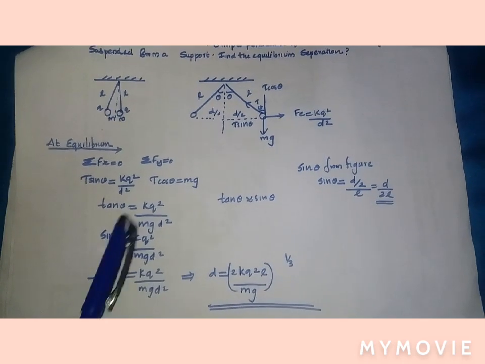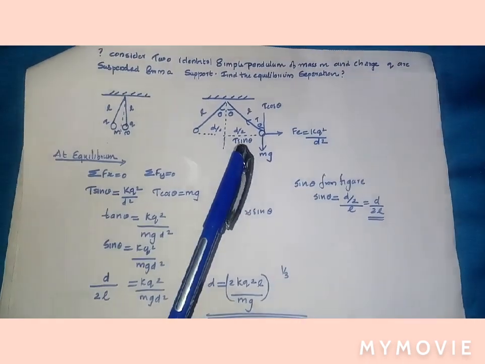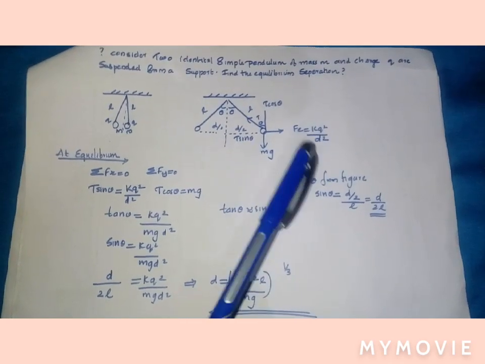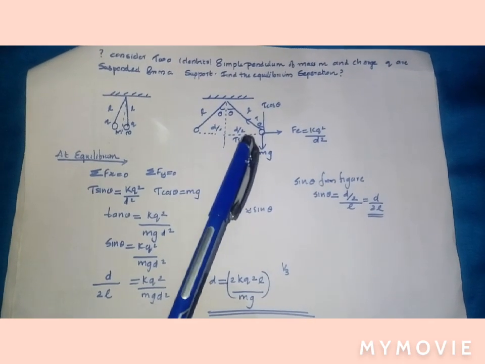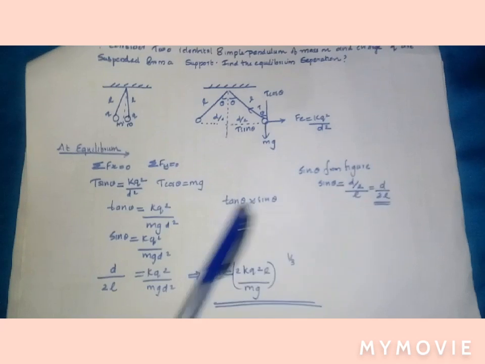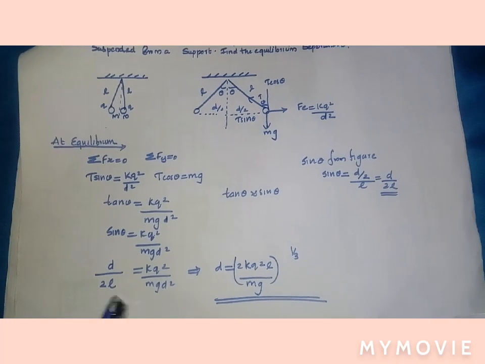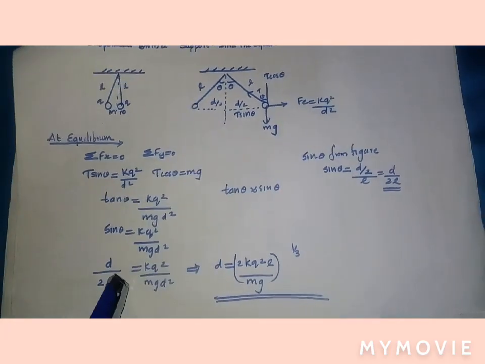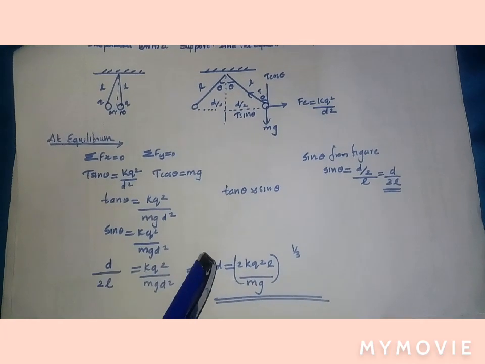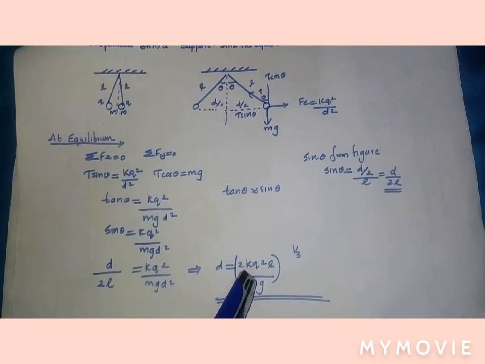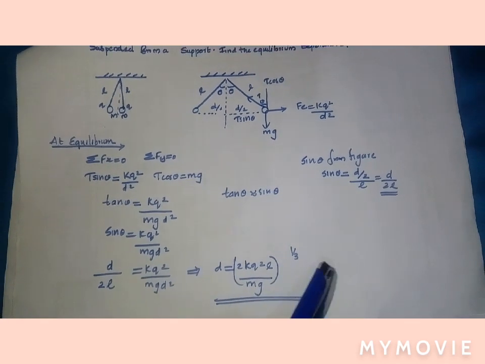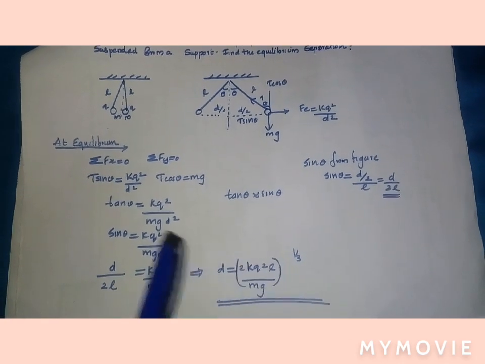From the figure, sin theta is equal to opposite side divided by hypotenuse, that is d by 2 divided by L, that is d by 2L. Substituting, d by 2L is equal to kq square divided by mg d square. From that we get d is equal to (2kq square L divided by mg) all power 1 by 3. This is the equilibrium separation in this question.